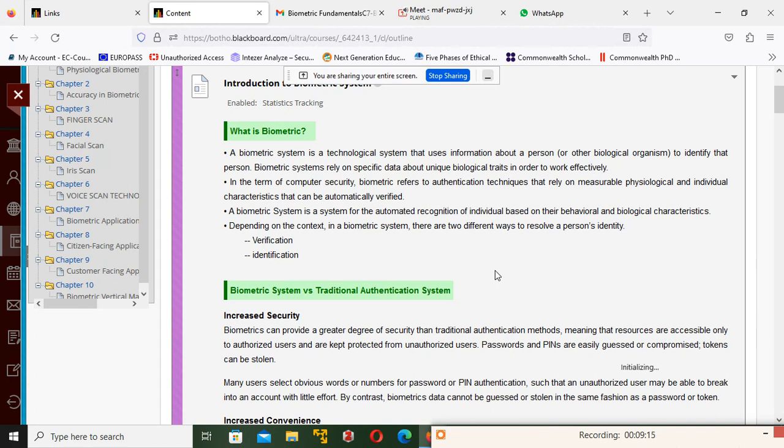For example, if you are using a fingerprint to access your computer, we are able to know that surely it is you, because nobody else can have access to that fingerprint, and fingerprints are unique to every individual.